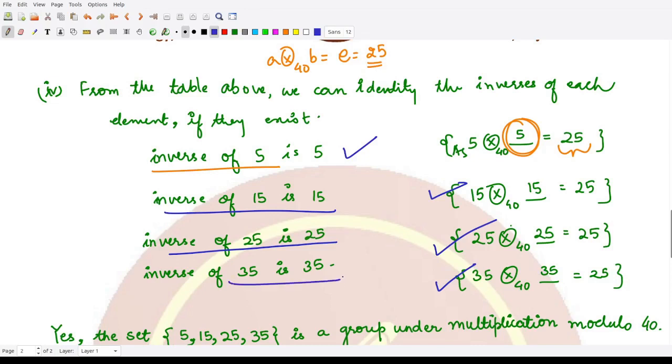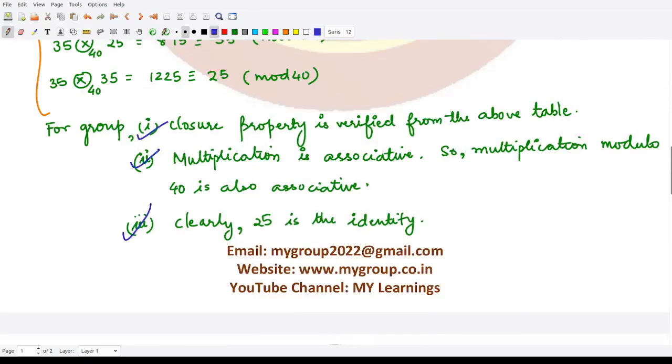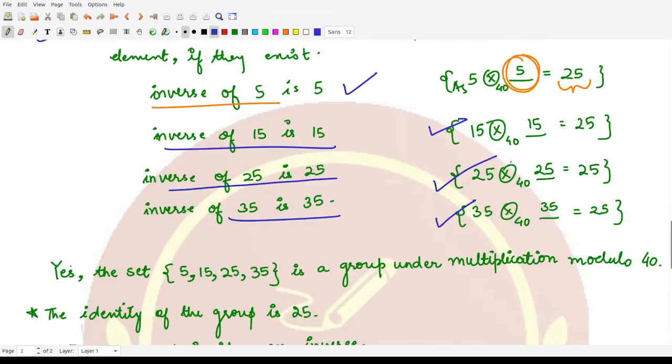So you see here we have all the 4 properties satisfied. So therefore we have this particular set as the group under multiplication modulo 40. This is one thing that we wanted to show.